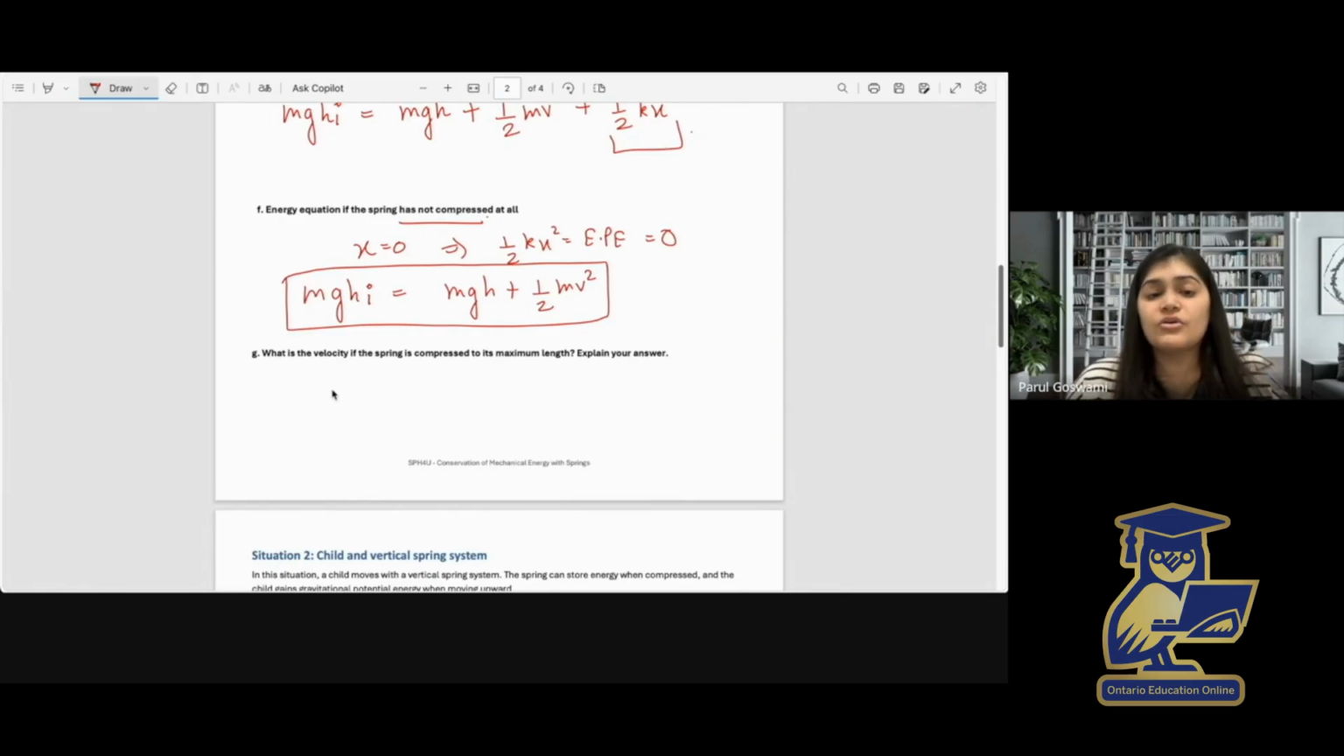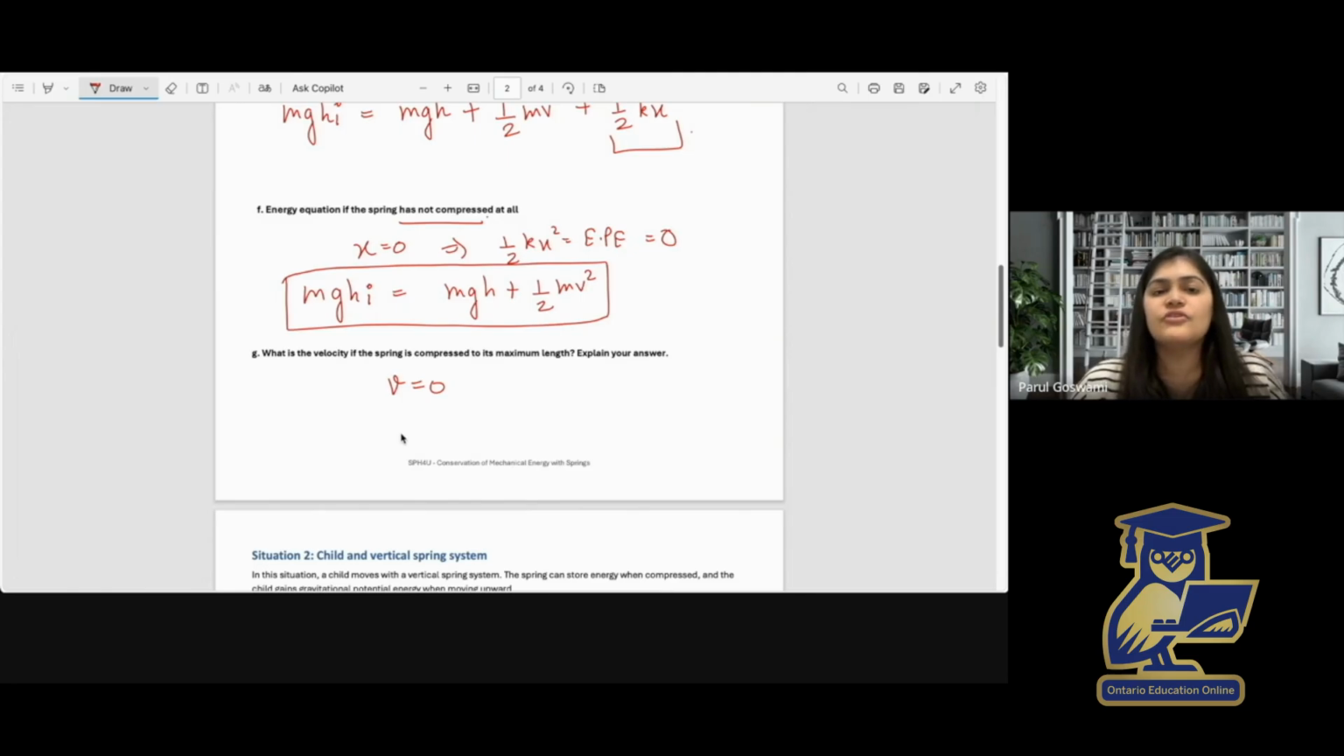Now, what is the velocity if the spring is compressed to its maximum length? And we have to explain this answer. At maximum spring compression, the object is momentarily stopped. Momentarily stopped means speed equals 0, so we can write v is 0 since it is momentarily stopped. This does not mean the object will stay stopped forever. It only means that at that exact instant the object is stopped before the spring pushes it back.